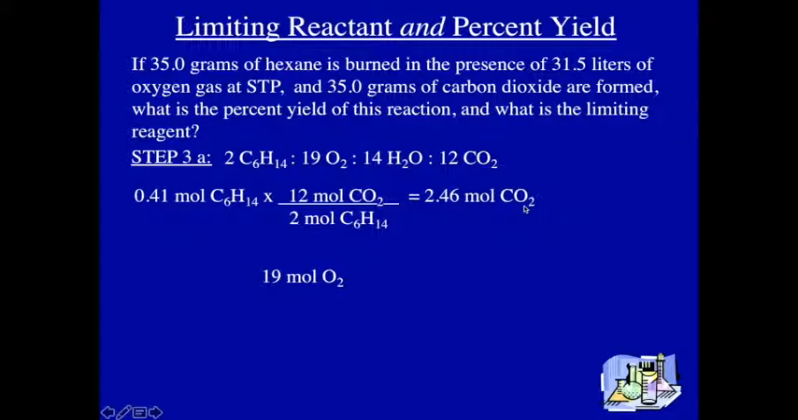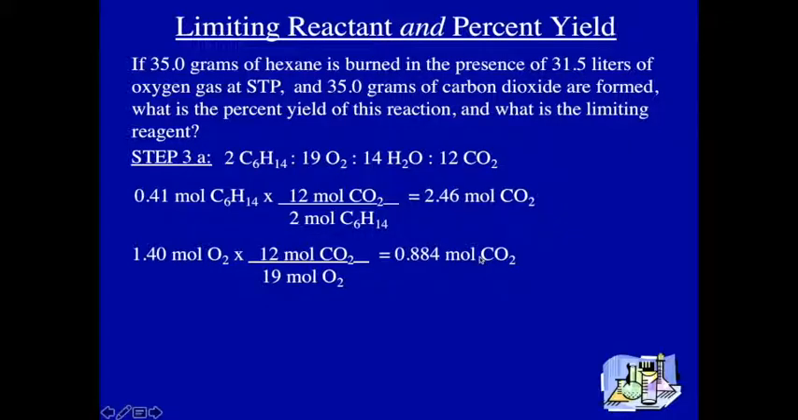In the case of oxygen, we start with 1.40 moles, which is our 31.5 liters at STP changed into a mole value. And then we have the same mole ratio. We cancel out our oxygen. We keep our carbon dioxide. So it would be 1.40 times 12 divided by 19, which is 0.884 moles of carbon dioxide.